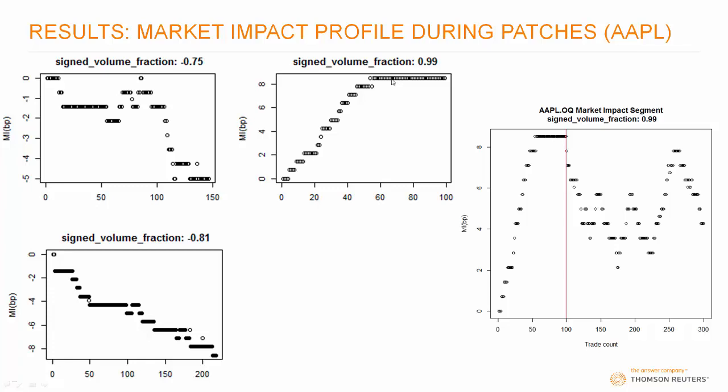Now what I did to the right here is take this very strong buy patch of about 100 trades and extend it into the next patch, which looks like a noise patch. In the literature, to the left of the red line is the actual buy patch, and to the right is the noise patch. What people call the temporary market impact is how the market responds to an imbalance while the imbalance is being executed.